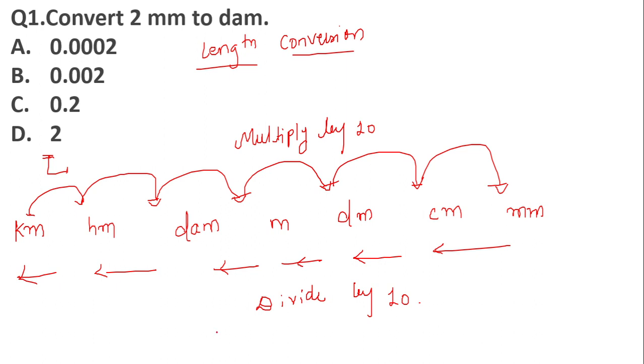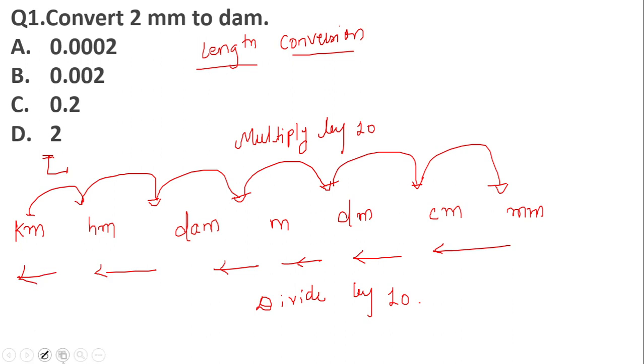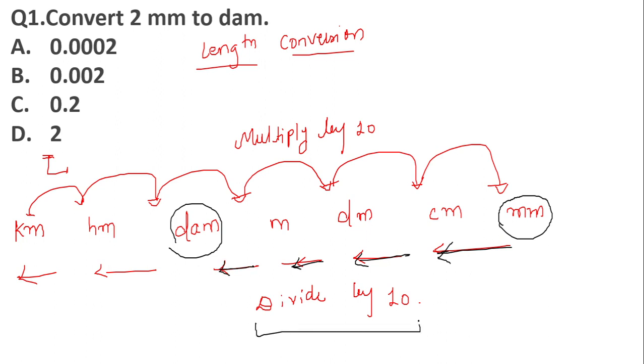Now in the given question, they're asking us to convert 2 millimeter to dam. Look here, where is millimeter? Millimeter is here. From here we have to move towards dam. It means we are moving in this direction, right? We have to convert millimeter to dam, am I right? So we are moving in this direction. As I have told you, if you are moving in this direction, you have to divide by 10 for each step. So this is the first step, this is the second step, this is the third step, and this one is the fourth step, right?